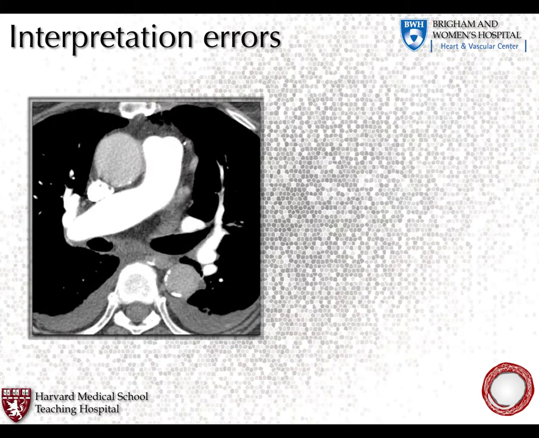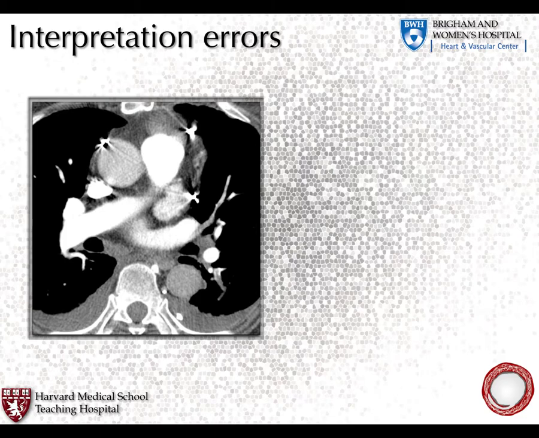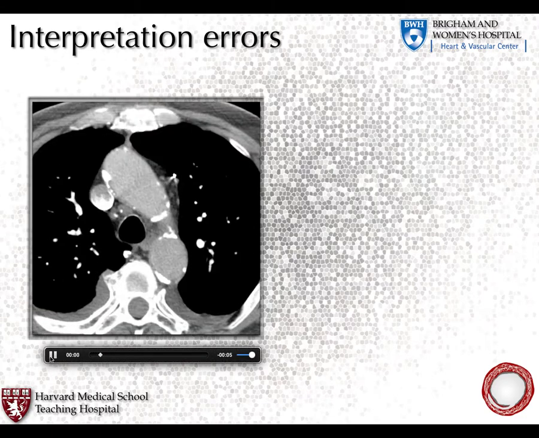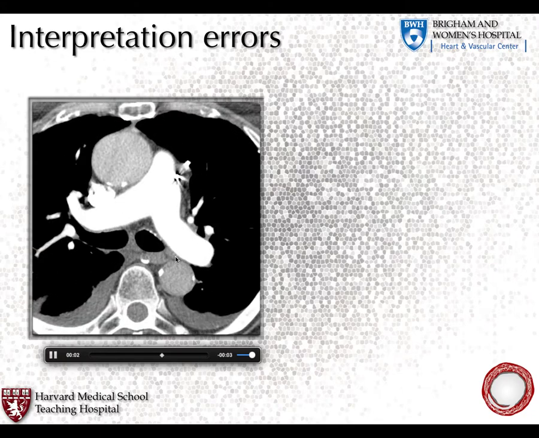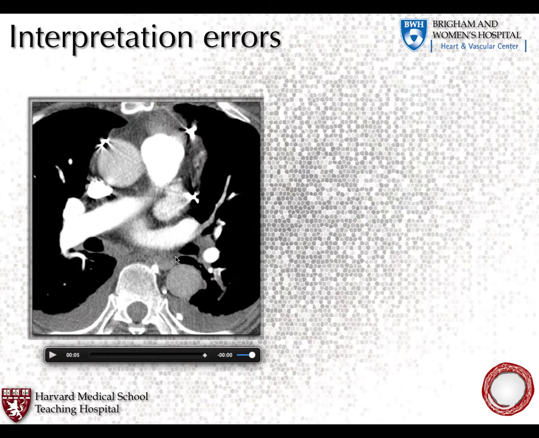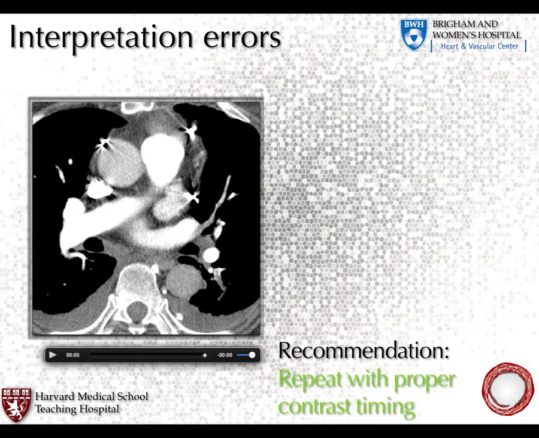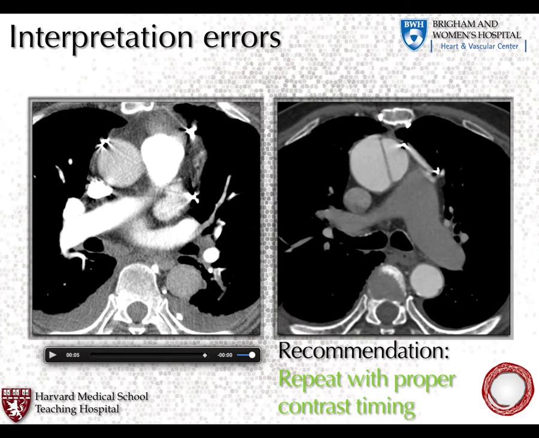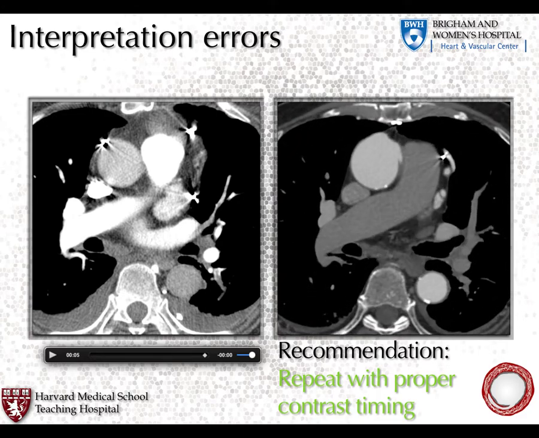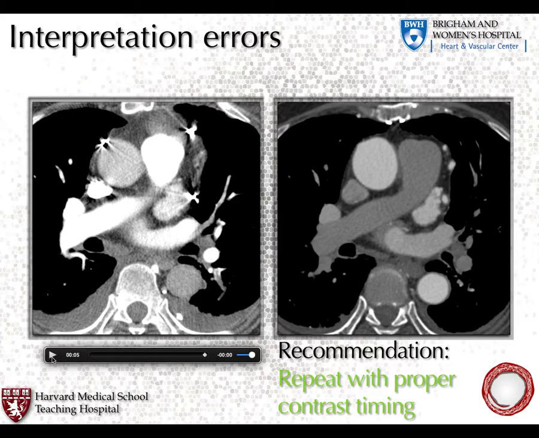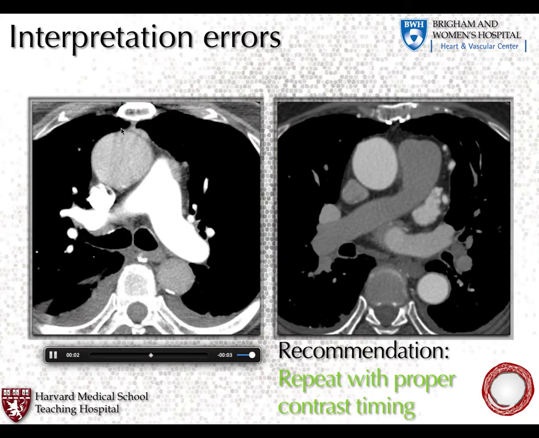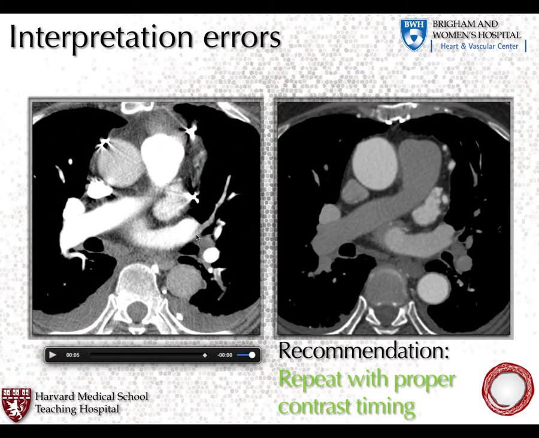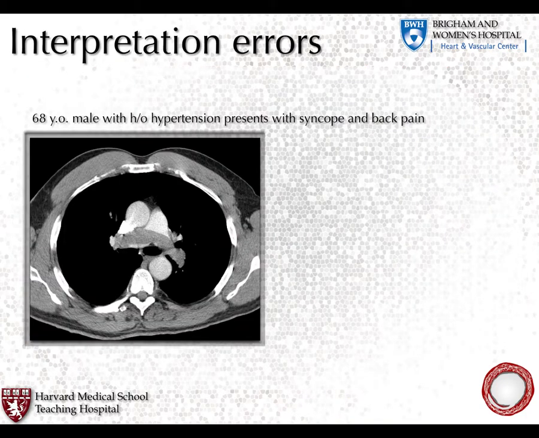Interpretation errors. This is the case that we showed earlier, the one with the streak. I'll run it through again. And this is an outside study. The contrast is not great in the ascending, I'll give you that. So we repeated it with proper contrast timing. And this was a missed type A dissection, actually, which is pretty scary. If you go back and look at the streak, one is coming in at a weird angle that you wouldn't expect from the streak of the clips. That was what triggered my colleague at the time who made this call. So that was a good pickup.